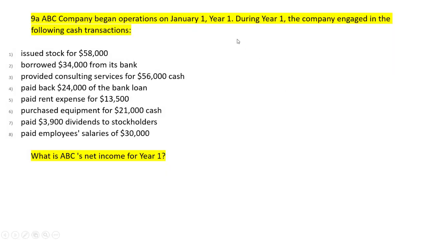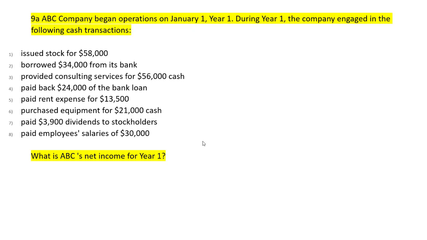ABC Company began operations on January the 1st of year one. During year one, the company engaged in the following transactions. So you've got 8 transactions here, and they want to know what is ABC Company's net income for the year. Well, net income is revenues minus expenses. Revenues, you can only have a revenue if you have a customer, and you're going to sell a customer either a product or a service.